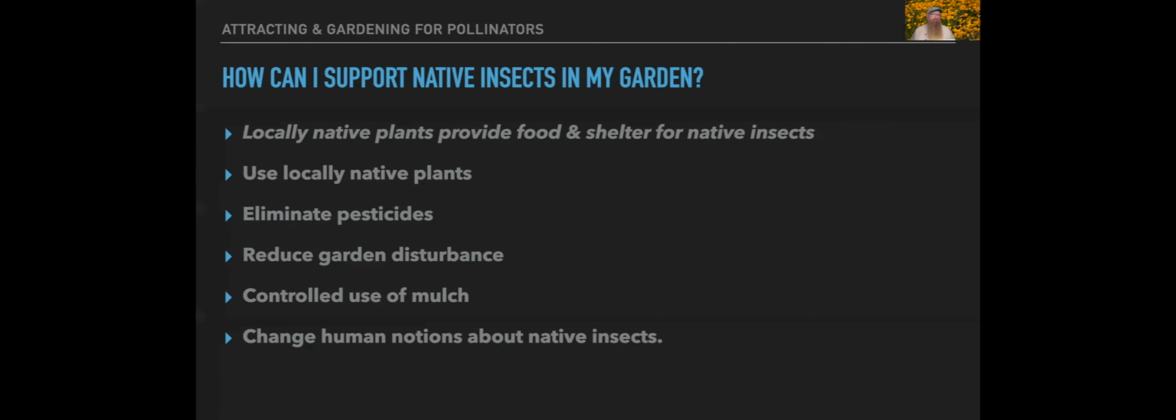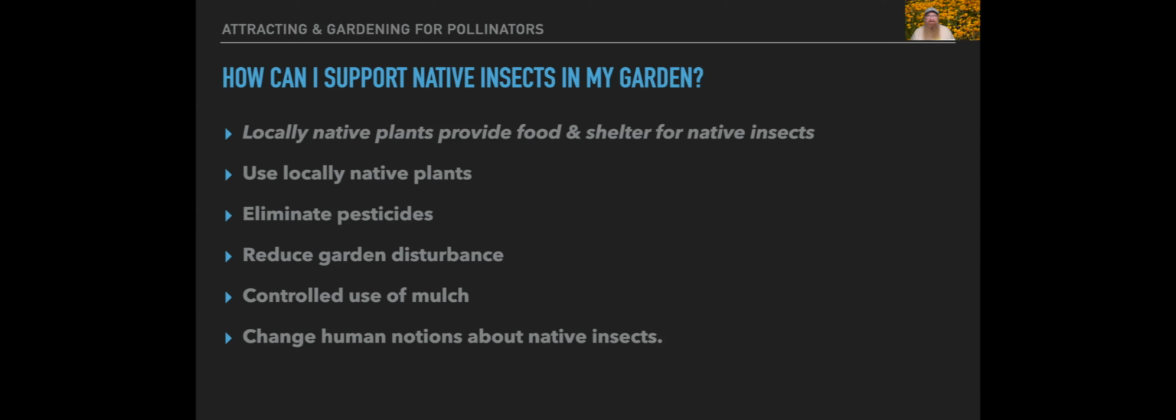Okay, so how can I support native insects in my garden? Well, locally native plants provide food and shelter for native insects. I think that needs to be like a mantra or a t-shirt or something. You need to use locally native plants. Eliminate pesticides from your garden. Reduce garden disturbance because pollinators don't like it. It really bothers them a lot. So you try not to turn the soil a lot. Yeah, if you've got a veggie garden like a raised bed, turn the soil as you need to. That's not the same thing we're talking about.